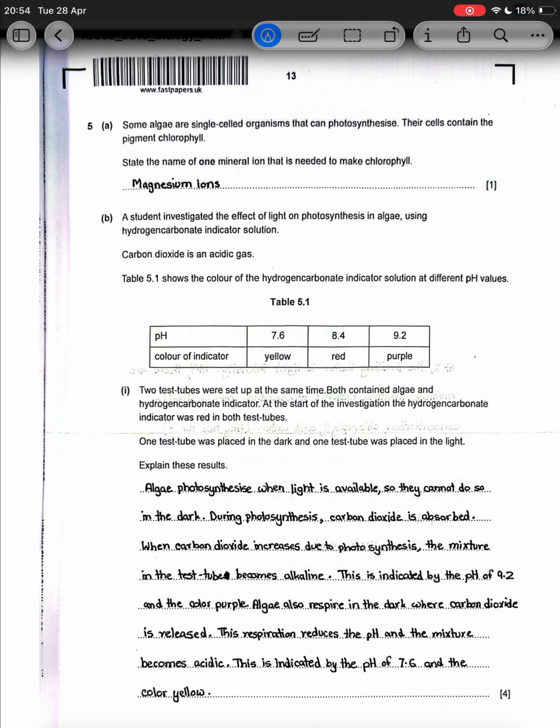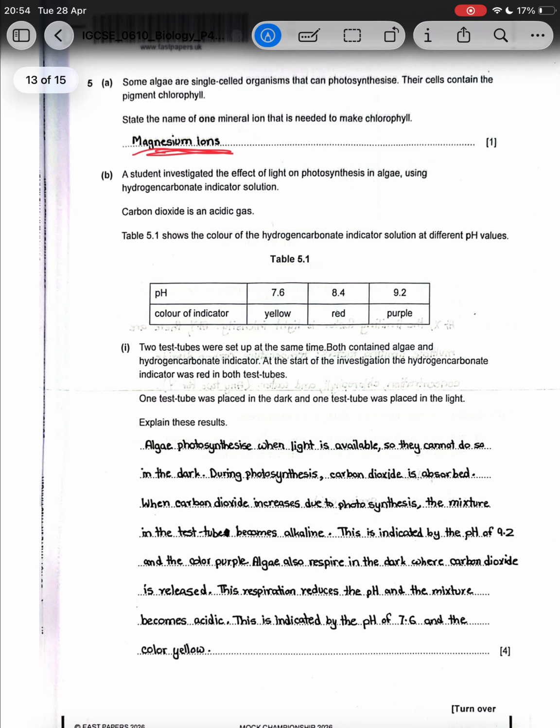Okay, let's move on. Number 5. Some algae are single celled organisms that can photosynthesize. Their cells contain the pigment chlorophyll. State the name of one mineral ion that is needed to make chlorophyll. And this is magnesium ions, or you can just write magnesium.